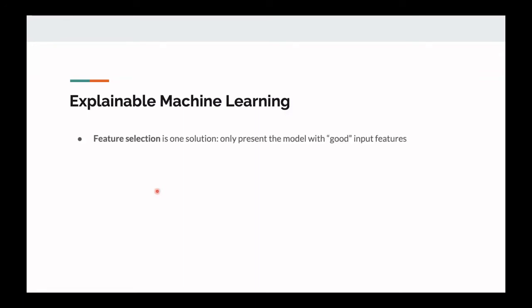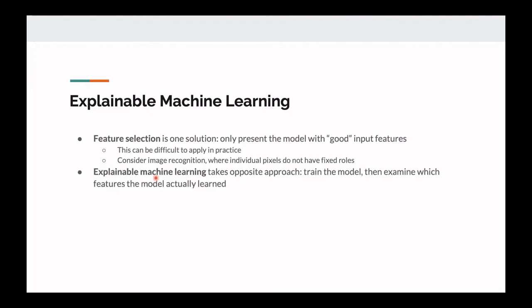The first thing they touch on here is the idea of feature selection being one approach to this, which is where we only present the model with good input features. Then they immediately discuss some problems with feature selection. The first one is that it can be difficult to apply in practice if you consider the amount of data that needs to be looked at. And then they say, considering image recognition, individual pixels don't necessarily have fixed roles, so it can be difficult to tell what might be a good feature from a bad feature as a human.